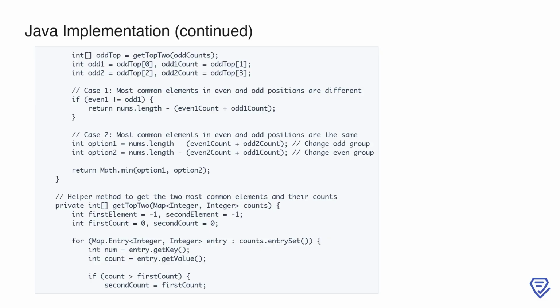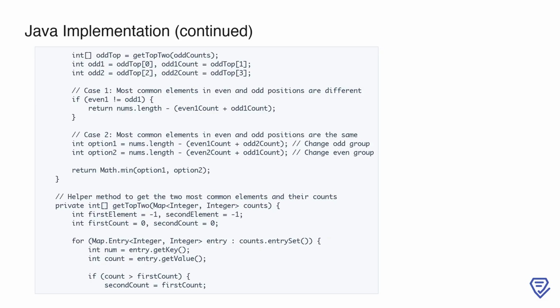With this information, we can evaluate two key cases. In the first case, the most common elements for even and odd positions are different. When this happens, we can simply add their counts together and subtract from the array length to determine how many elements need to be changed.